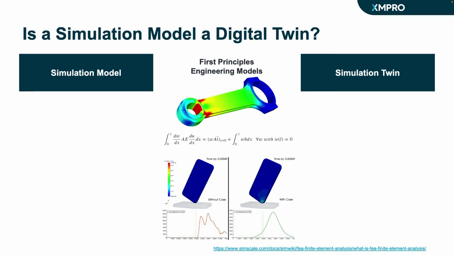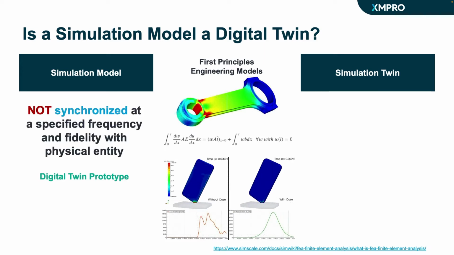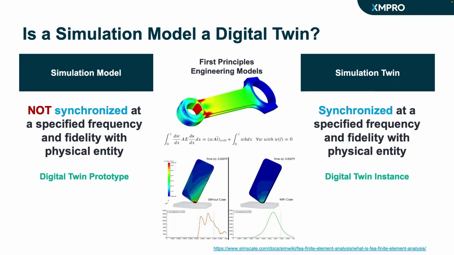The one last question that I often get is, so is a simulation model a digital twin? Because we've spent a lot of money on building these simulation models using computational fluid dynamics, all of this, and how does this, is this a digital twin? If we go back to the definition, if it's not synchronized at a certain frequency and fidelity, it is a digital twin prototype potentially. It is a model. If it is synchronized, then it can become a digital twin instance.